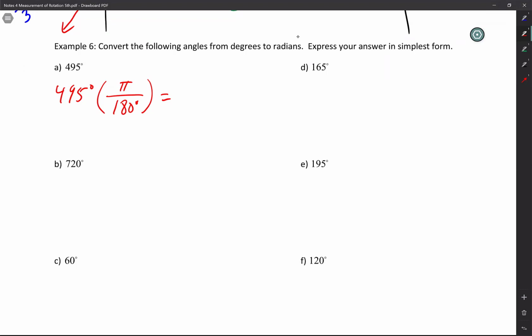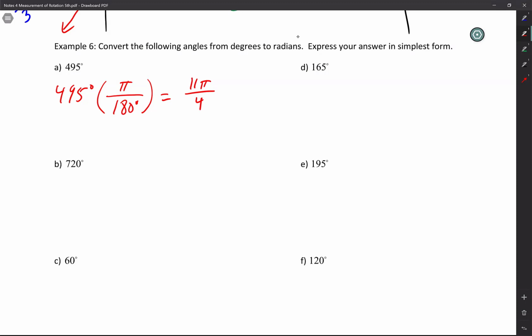495 divided by 180, and then that's 2.75. Don't leave it at 2.75 pi. Turn it into a fraction. So this is 11 pi over 4. All of these are going to have a pi in it, guys.